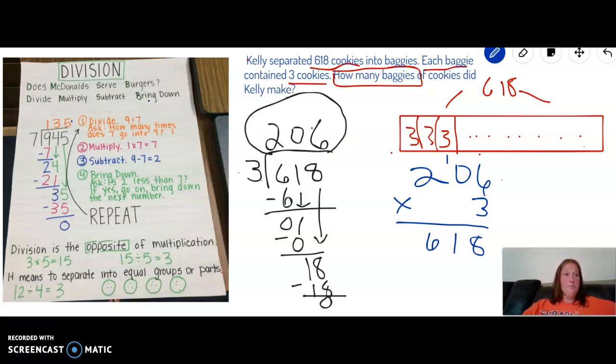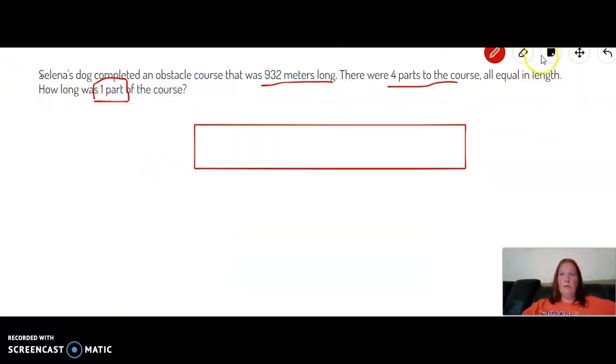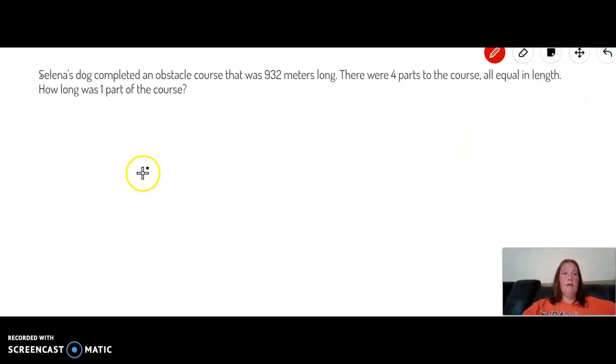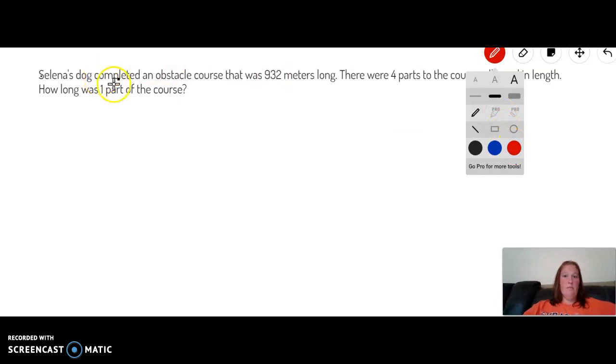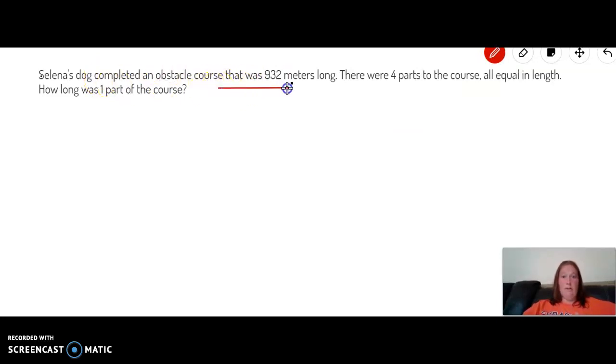All right, let's try one more. Got ahead of myself. Selena's dog completed a course that was 932 meters long. There were 4 parts to the course, all equal in length. How long was one part of the course? Okay, so we know that the course was 932 meters long. We know there's 4 parts, and they're all equal. They want to find out how much is one part, okay?